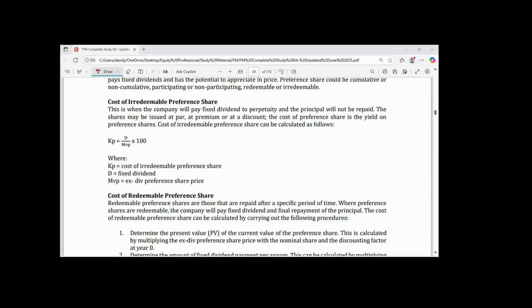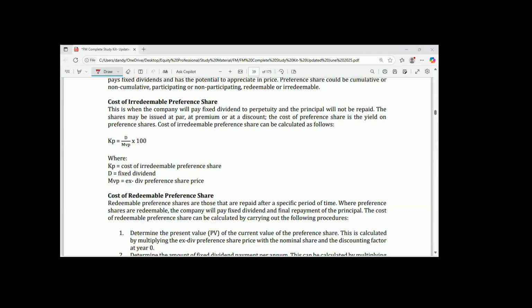One thing you also need to understand is that as far as cost of preference share is concerned, there's nothing like growth. The dividend is fixed. There is no growth as far as preference share is concerned. Now, preference share could be cumulative, non-cumulative, participating, non-participating, redeemable, or irredeemable. All those cumulative, non-cumulative, participating, non-participating, they are purely theoretical. The one where you are going to have calculation is redeemable and then irredeemable preference share. Let me just mention it.